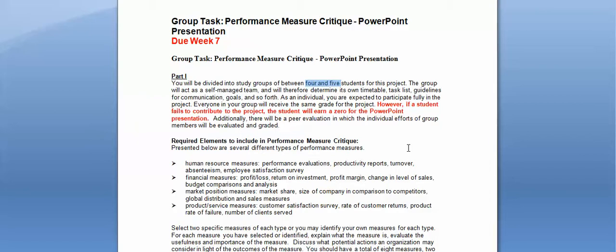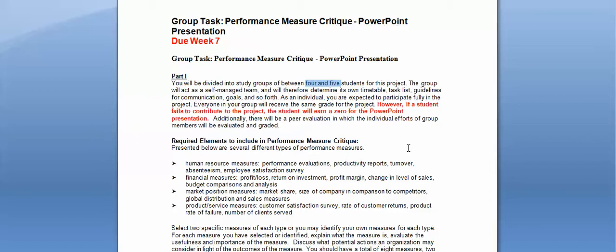And while we're on that subject, let me take a moment to explain. I believe that folks have to participate fully in the project across the board. Now, that does not mean everyone is doing the exact same thing, but everyone should be actively involved in working on this project, because everyone's going to receive the same grade. Now, if a student fails to contribute to the project, then that student will earn a 0 for the PowerPoint presentation.